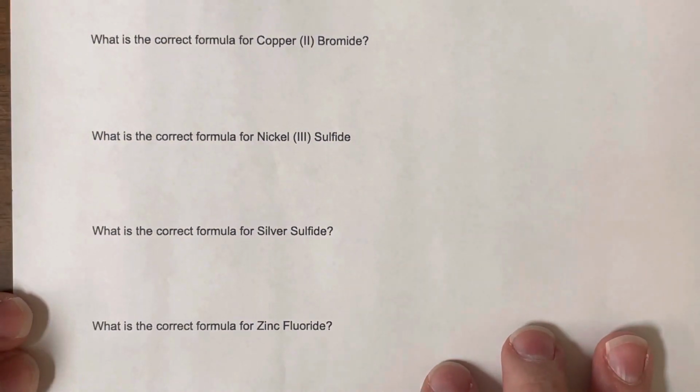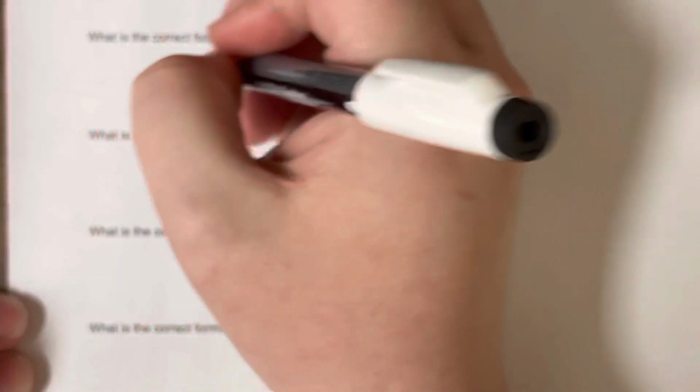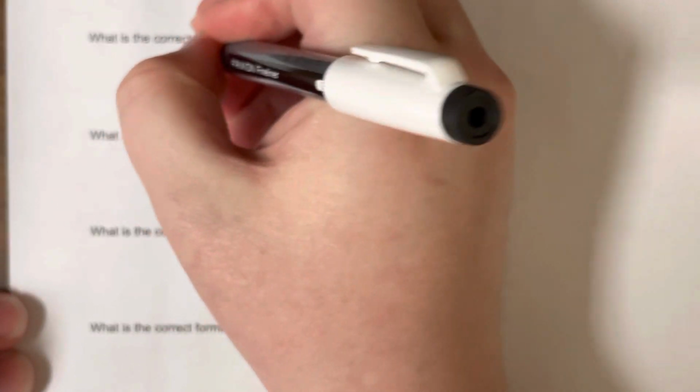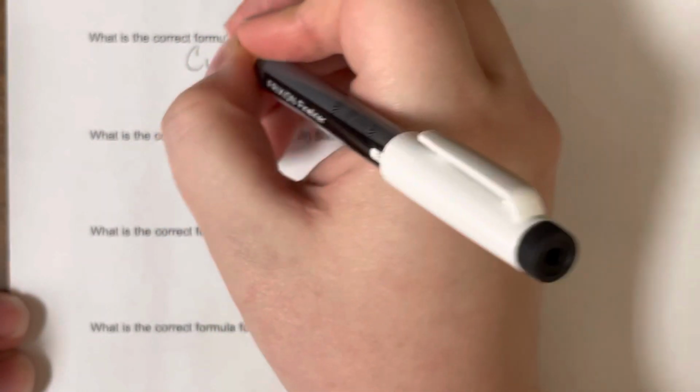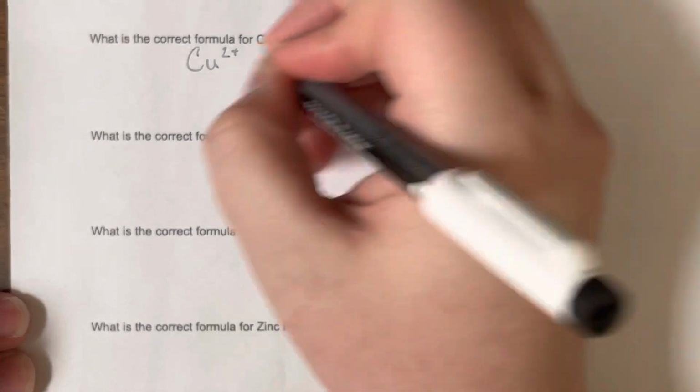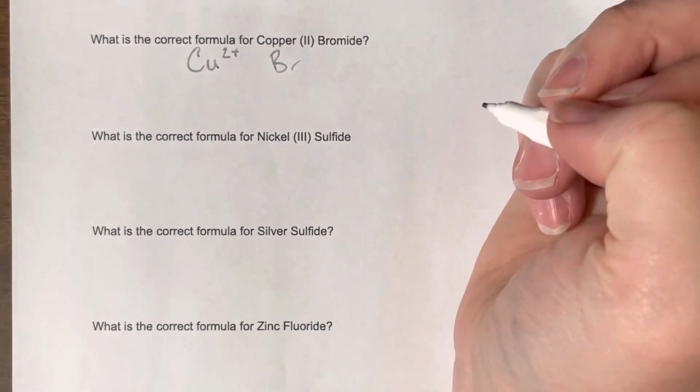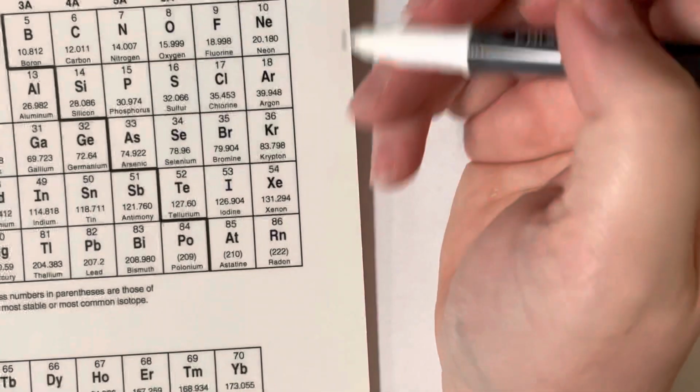What is the correct formula for copper 2 bromide? So copper's symbol is Cu. Copper 2 means that it has a charge of positive 2. Bromide is Br, since bromide is secretly bromine.